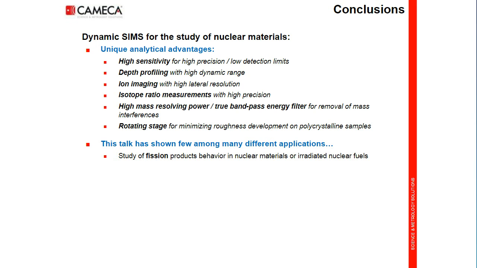The dynamic SIMS technique proves extremely useful for a wide range of nuclear science applications. Study of fission products behavior in nuclear materials or irradiated nuclear materials. Note that the shielded version of the magnetic sector IMS 6F instrument has been installed at CEA Cadarache in France and at ITU Karlsruhe in Germany for the characterization of irradiated nuclear fuels.